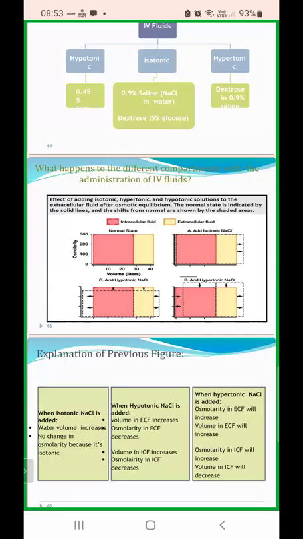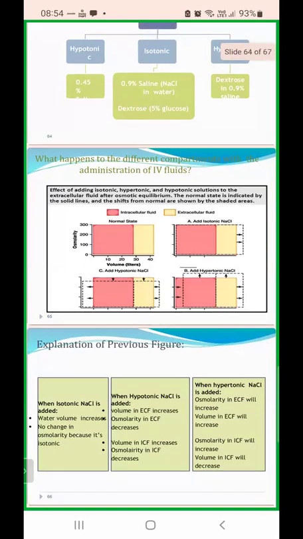Then on adding a hypotonic solution, what happens? ICF is increasing, ECF is also increasing, so there is a volume expansion. And by the addition of the hypertonic solution, there is a sort of volume contraction. So what is the explanation?